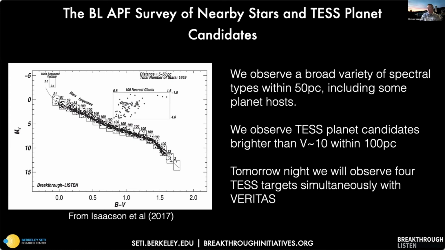All right, and I'll mention that tomorrow night we'll hear about Veritas later in today or tomorrow, but we'll do some simultaneous observing where we have selected 4 targets from our TESS planet candidate list, and we have it scheduled so that we'll observe these 4 stars at the same time with both the automated planet finder and with Veritas, and that'll be experimenting with some new technology, new opportunity that we haven't yet tried, so that'll be fun.